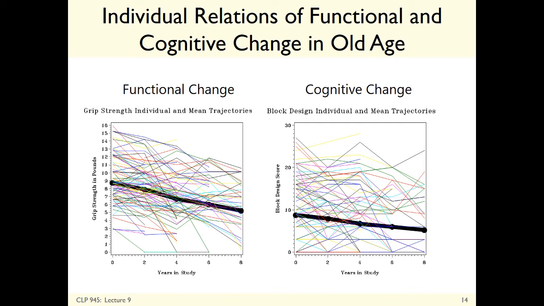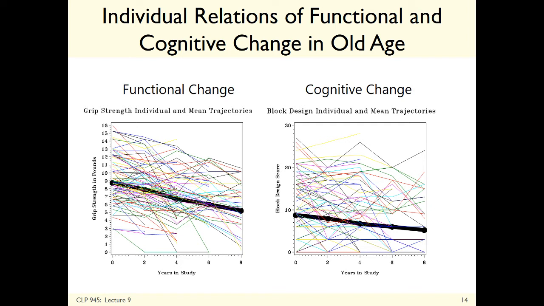The heavy black line came from a saturated means model. So if you want to know if cognition declines more than function, they'd have to be on the same scale for that to make sense, but you can answer that question by testing the difference in the slopes of those black lines.